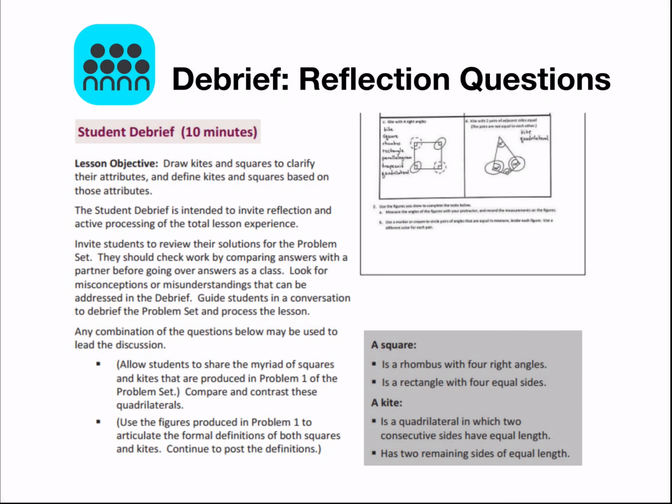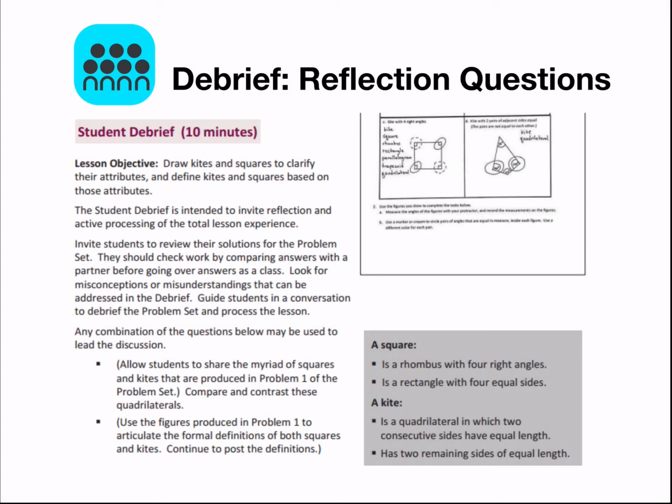So today's lesson, I'm sorry that it was very brief. I wish I had my tools with me, but I do not. You drew a square, you drew a kite. We clarified their attributes, we defined them, and defined kites. We can define squares based on their attributes. Okay, and if you look down below, there's some attributes there.